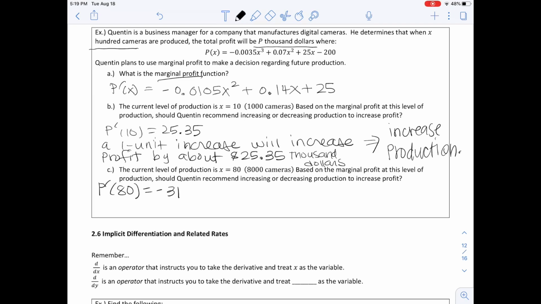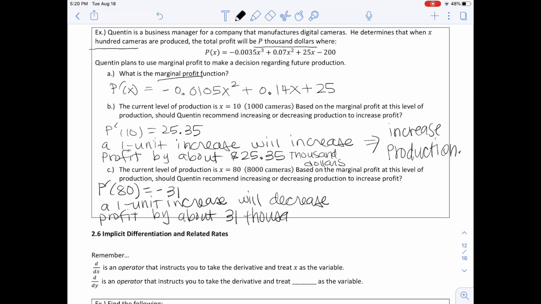This means that a 1 unit increase will decrease profit, and again that's because it's negative, by about $31,000. Since this is a negative value and we are decreasing our profit, this means that we would want to decrease our production.